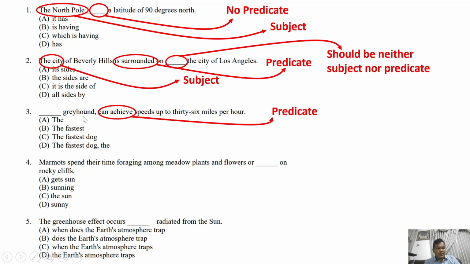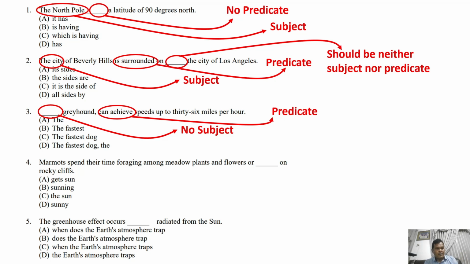If you tell me that greyhound is the subject, it is not acceptable. Why? Because the subject and the predicate cannot be separated by comma. So we cannot say I, go to school. No. Subject and predicate must not be separated by any comma. So the conclusion is there is no subject in this sentence. Therefore, the answer must contain the subject.